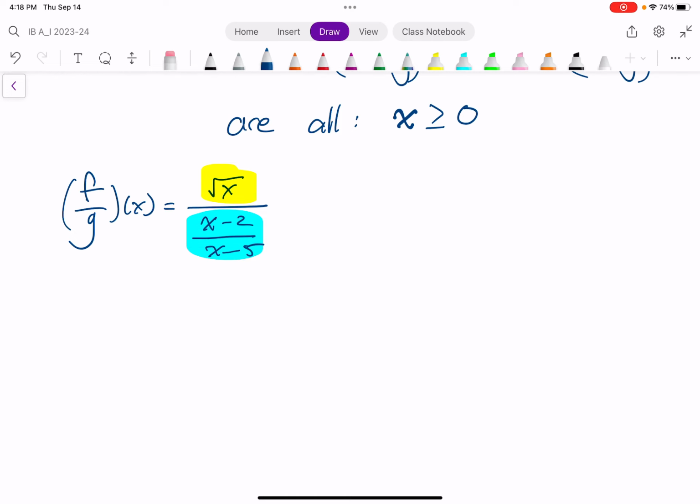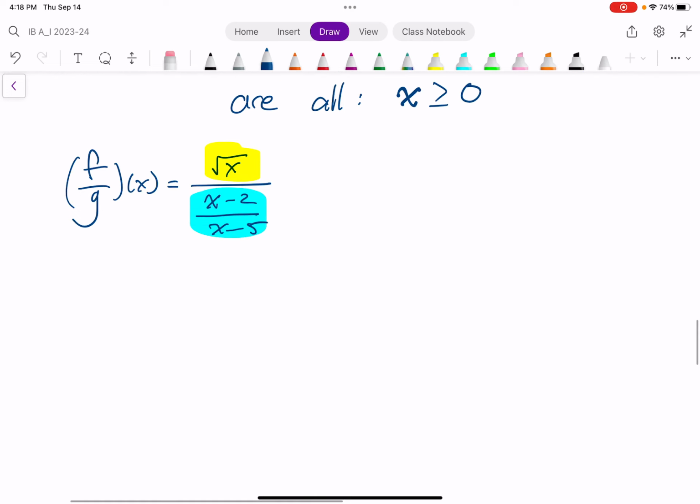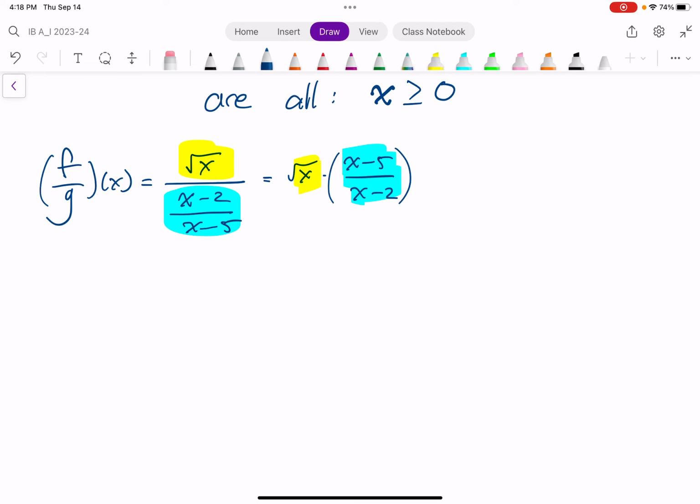So keep in mind, when I'm dividing with fractions, I can think of this as root x times, instead of dividing by x minus 2 over x minus 5, I can think of it as times the reciprocal, x minus 5 over x minus 2. Which really, all I need is one single fraction. I can say root x times x minus 5 over x minus 2. Keep in mind, I never actually needed the equation here, but it also wasn't terribly hard.